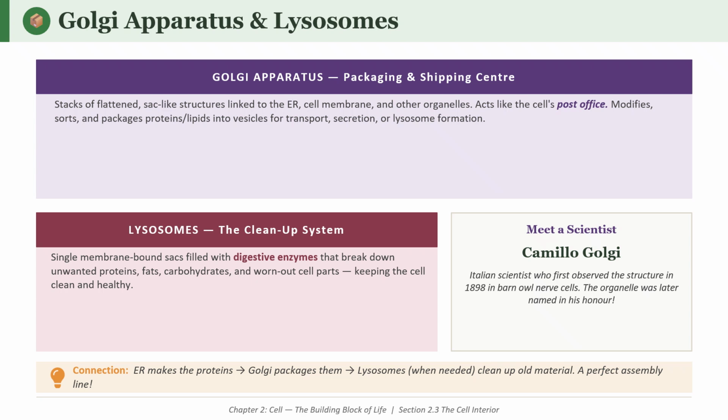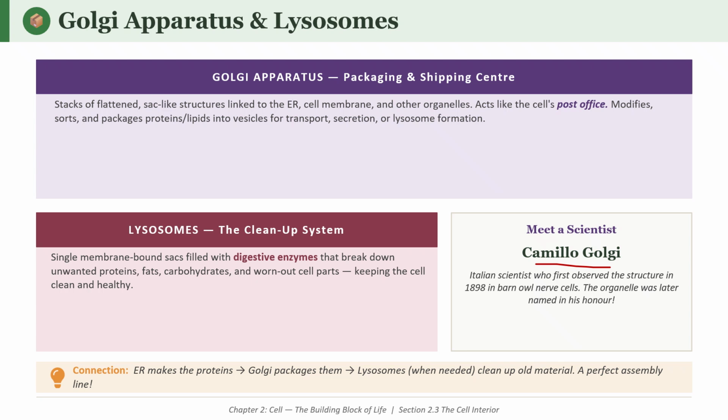Here I have given one scientist. Meet a scientist. Can you see? Camillo Golgi. Camillo Golgi was a scientist from Italy. He discovered the Golgi apparatus in the year 1898. Initially, scientists doubted its existence because old microscopes could not clearly see the Golgi apparatus. Later, because of the invention of the electron microscope, they confirmed it. Because of that, the organelle was named in his honor.